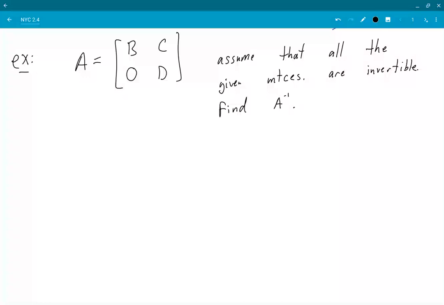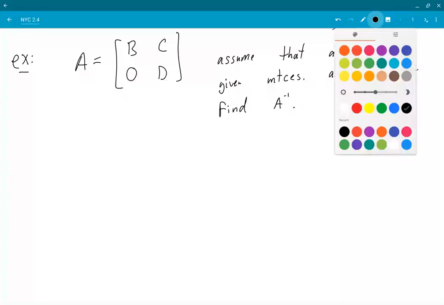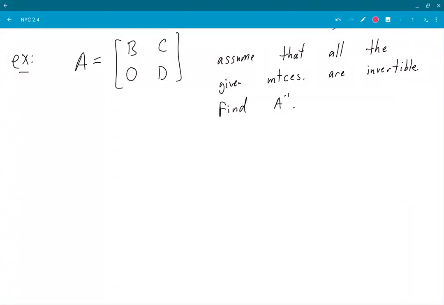Okay, pause and copy. So we have a partitioned matrix or a block matrix or whatever. We're going to need to find the inverse of this funny thing.